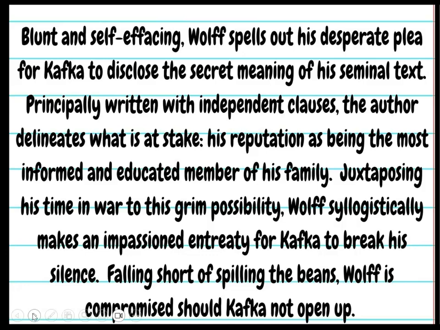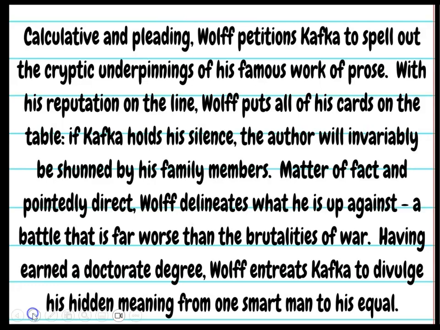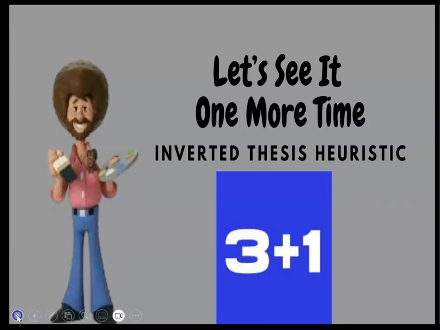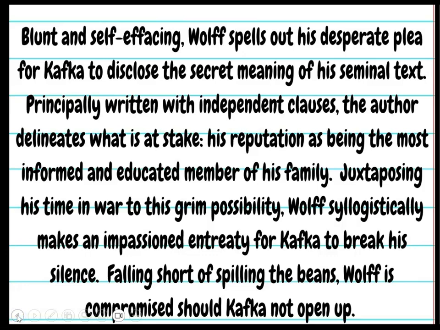I want to point out something real quick here that my students also do. So note the beginning of this one, how it says blunt and self-effacing, and then let's look at number 3, calculative and pleading. So when my students are addressing the tone or the ethos, I have them make a duo, all right? They list it as a series of 2, blunt and self-effacing.